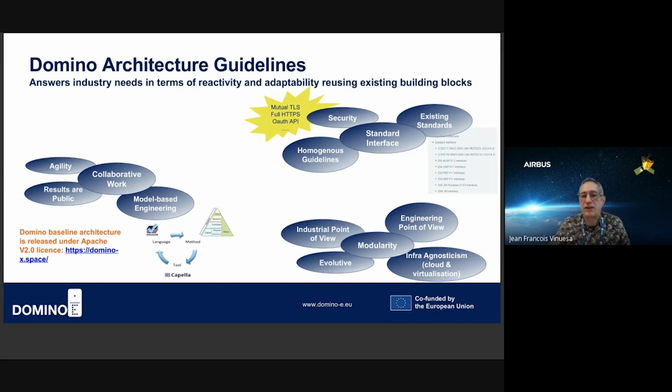We're also defining some guidelines for homogeneous cloud development and for security. The idea is really to have modularity, to be able to push a certain industrial vision, and most of all, to be fully agnostic. Basically, we can work on any kind of cloud technology, and we can move from one to the other. And perhaps to the next slide, please.